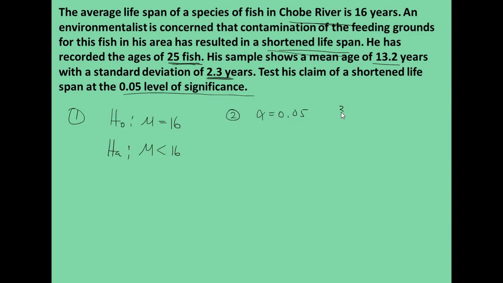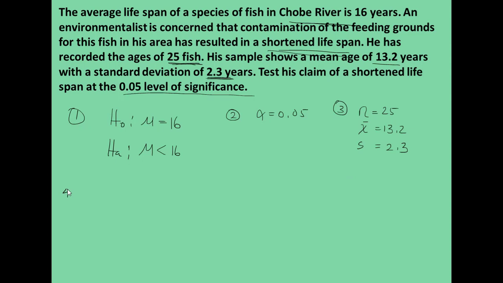And the third step is to determine or calculate our sample statistics. So what are we given here? We are given a sample size of 25. We are given a sample mean of 13.2, and we are given a sample standard deviation, S, of 2.3. So that's what we have for our sample.